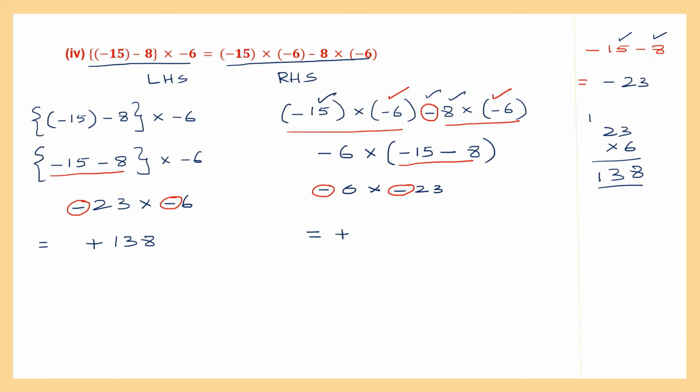Now I need to multiply 6 into 23 or 23 into 6, which has already been multiplied here, and we've got the answer as 138. So let me write 138. Now you can see that the left hand side is plus 138 and the right hand side is also plus 138. That means the left hand side is equal to the right hand side, and we have verified that this is correct.